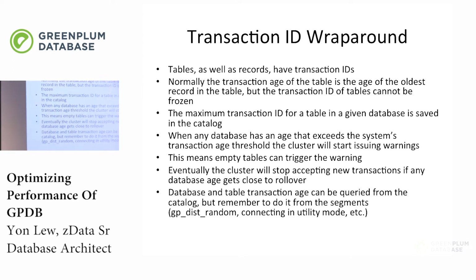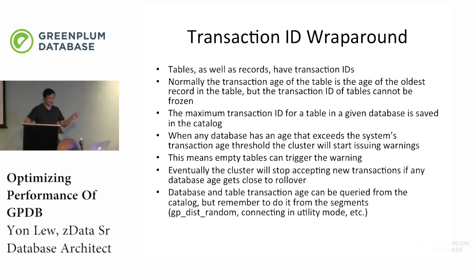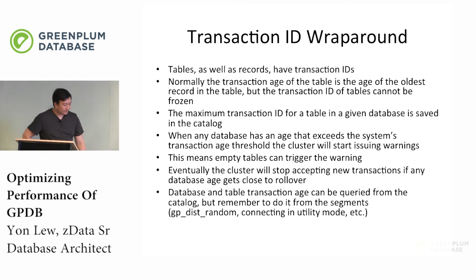And the database or table transaction age can be queried so you can see how much slack you have before that cutoff. But it's important to remember that you need to do that on the segments rather than the master, right? I mentioned previously that the transaction ID on the segments is much higher than on the master because the segments are where all the work is occurring. So you need to use something like the gp_dist_random function, which is a function that reads from the catalog tables on the segments, or connect to the segments in utility mode, et cetera.